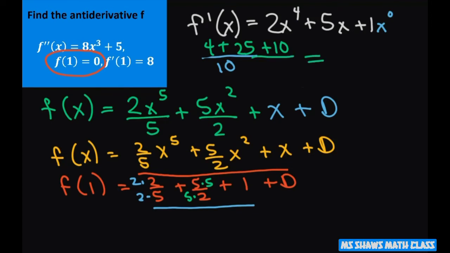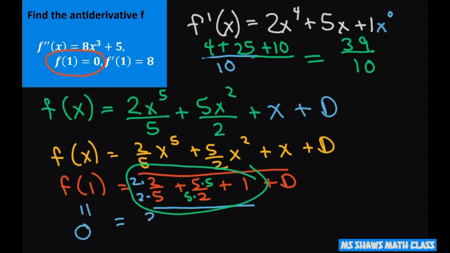Now that's going to equal 39 divided by 10. So all of this is 39 divided by 10. And we also know that f of 1 is 0. So I'm going to write this as 0 equals 39 divided by 10 plus d. Therefore, d equals negative 39 divided by 10.